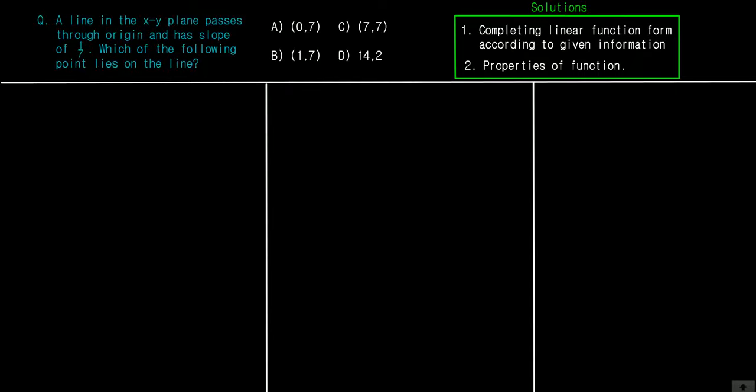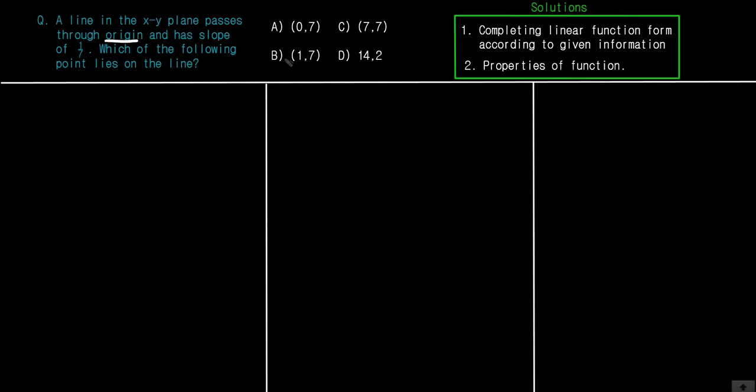So in this video, I want to talk about one of the examples of SAT math problem. The question is: a line in the xy plane passes through the origin and has a slope of 1/7. Which of the following points lies on the line? And there are some choices for our answers. Before you think about this question, let's think about the solutions of this question.